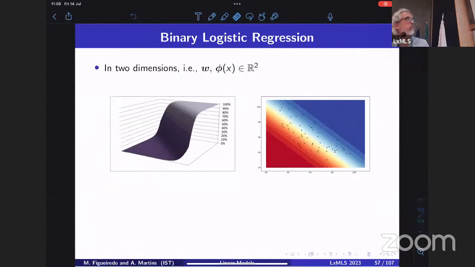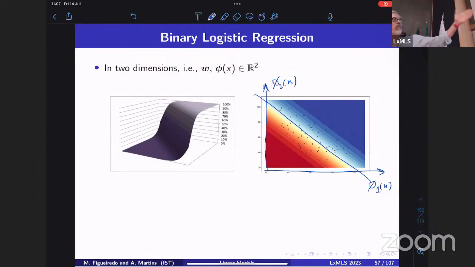So how does it look in two dimensions? Always keep in mind that the axes in any of these plots are something like phi one of x and phi two of x, not x one. So it's the components of the feature vector, not the objects themselves. They don't have any meaning. Okay, so the classifier would look something like this. This is the probability, and the boundary for this case would be something like here. Blue is less than 0.5, and red is one. So this is basically one, and this is basically zero. It's a bit dark.